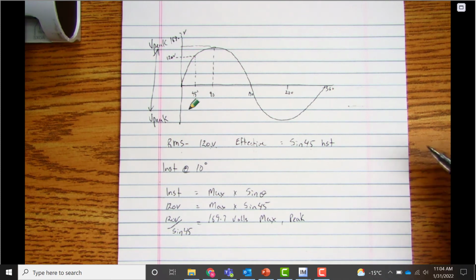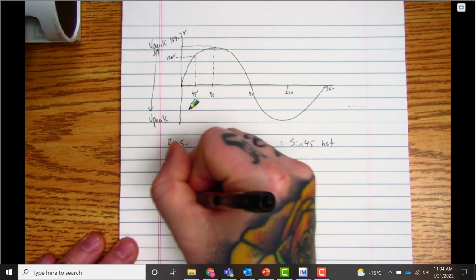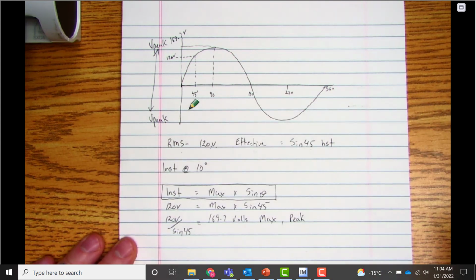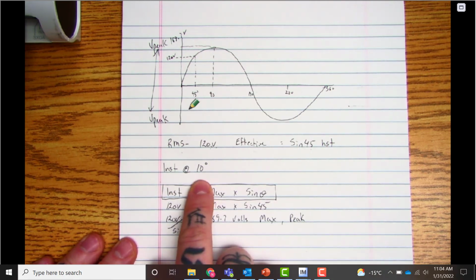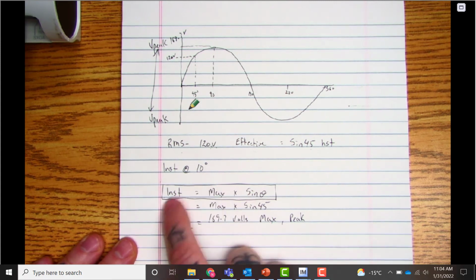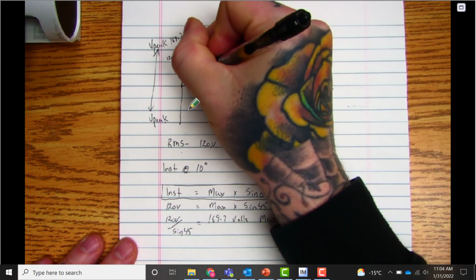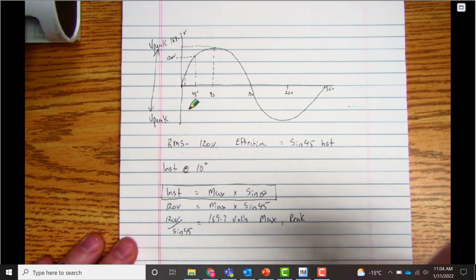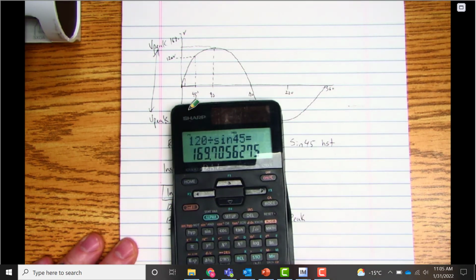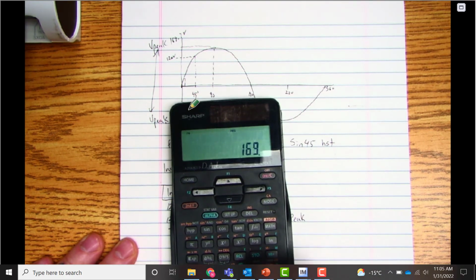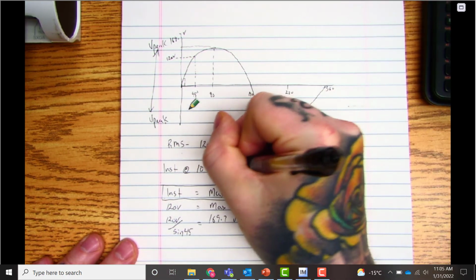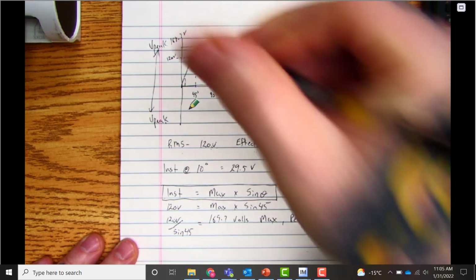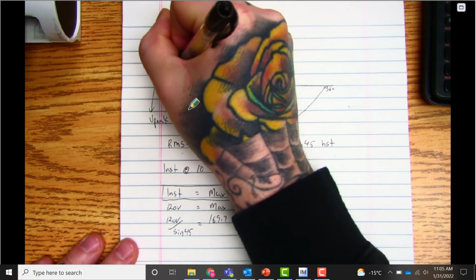Now I have my max. If I look back at this formula, if I have my max, I can multiply that by the sine of any angle and get an instantaneous value. In this case, if I want it at 10 degrees, I just take my max times the sine of 10 and I'll get that instantaneous value. If I want to know what it is here at 10 degrees, because that's what the question was originally asking, I take my max, which is in my calculator already, or I can retype 169.7, times the sine of 10, and I get 29.5. So at 10 degrees the voltage is 29.5 volts. That's what this value is right here.